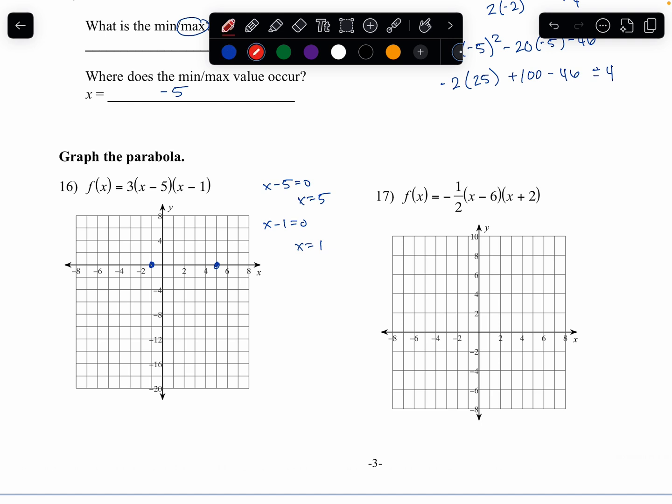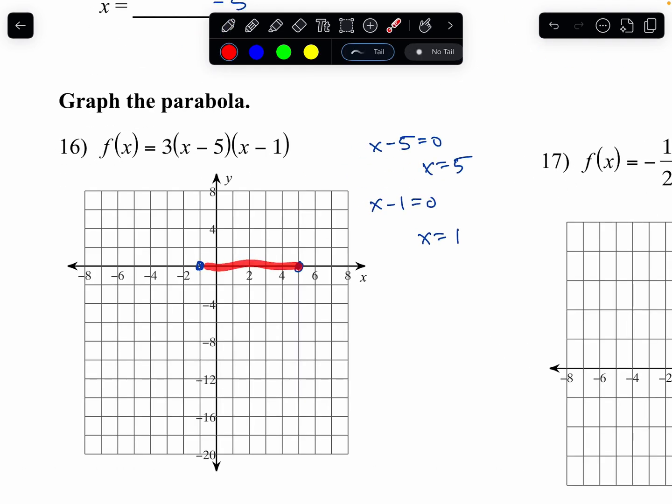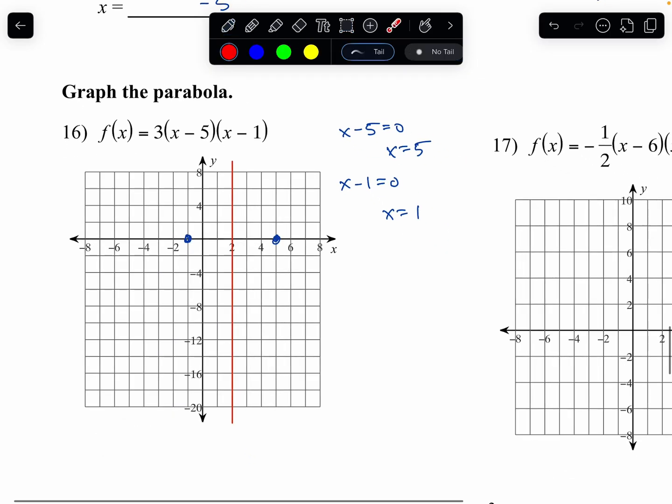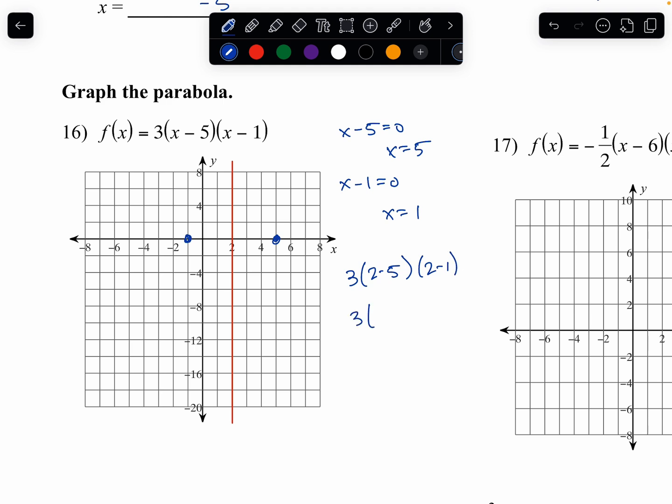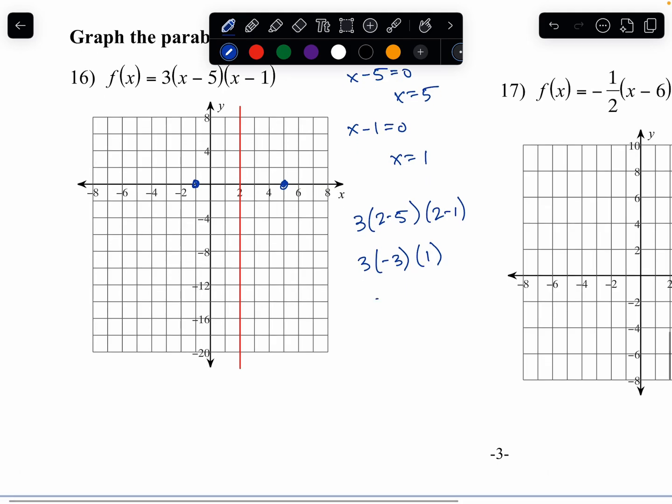Okay, now the axis of symmetry is going to be exactly halfway in between these lines right here. So what, 1, 2, 3, 1, 2, 3. So the axis of symmetry is going to be at 2. You don't have to graph the axis of symmetry, but if it helps, go for it. And then from here, since I know that this is the axis of symmetry, it happens at 2. If I plug 2 in for x and solve it, I'll get the vertex. So I have 3, 2 minus 5, and then 2 minus 1. So I get 3 times negative 3 times positive 1. So that's going to become negative 9.